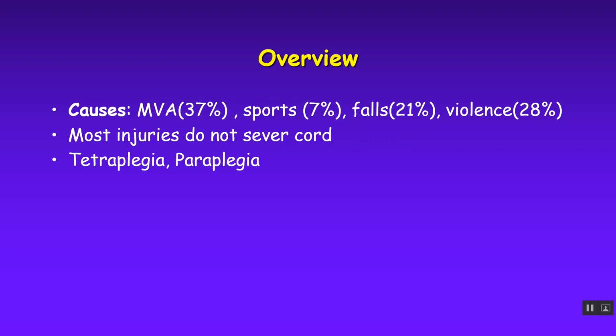And then we have to do all the cranial nerves. So let's go to traumatic spinal cord injury causes. Biggest cause, MVA, motor vehicle accident. Sports are somewhat of a cause.